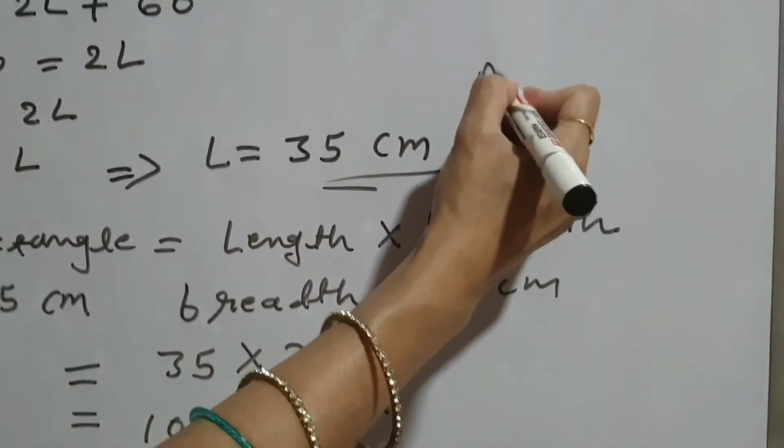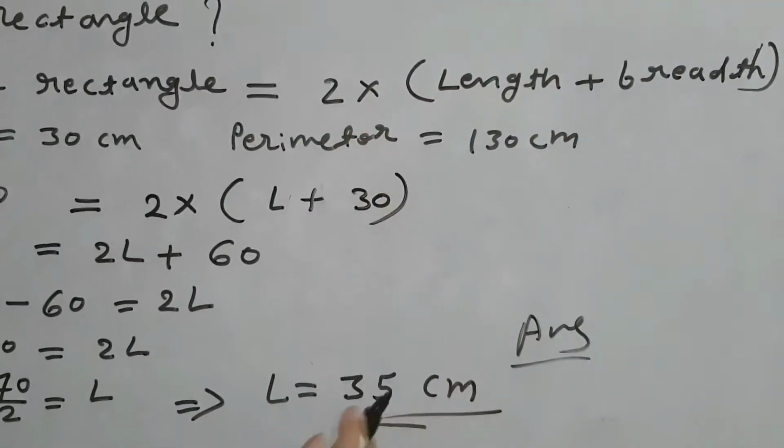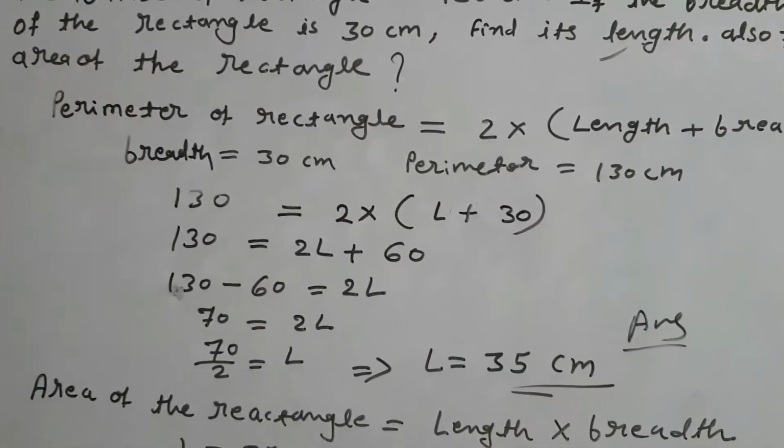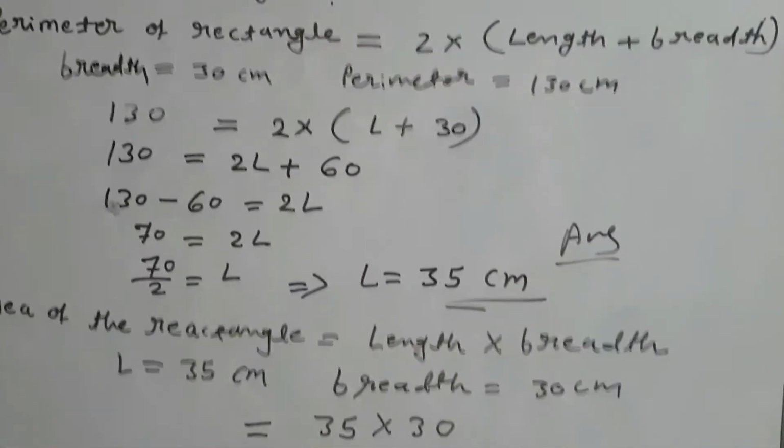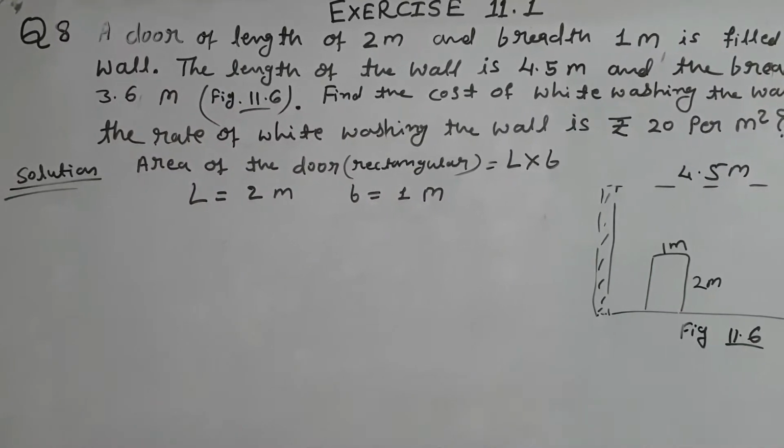So the first answer is this and the second answer is this. Length is 35 centimeter. Area of the rectangle is 1,050 square centimeter.